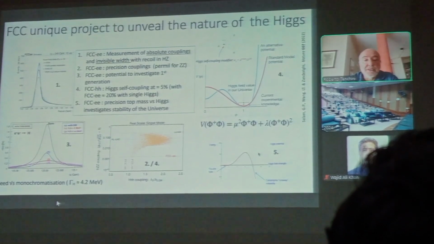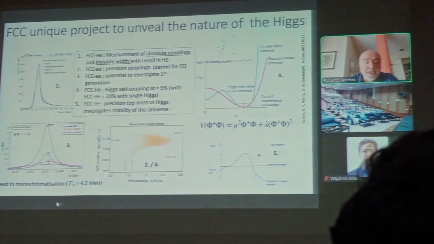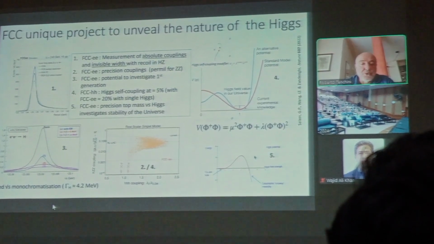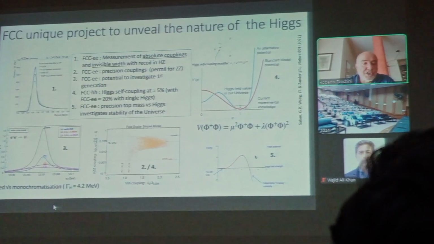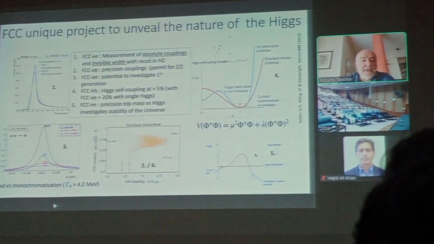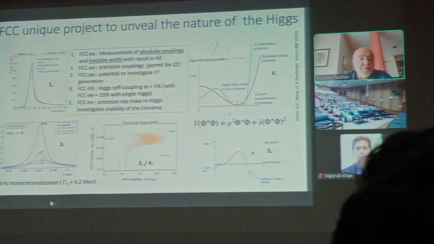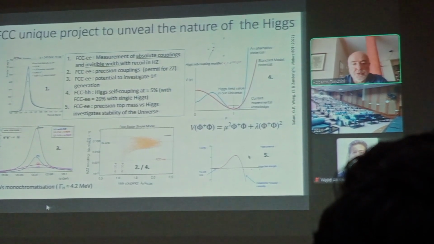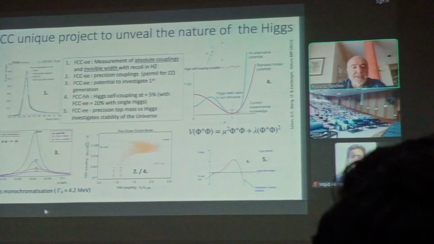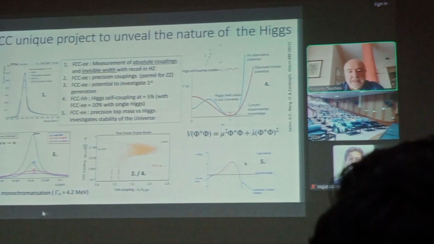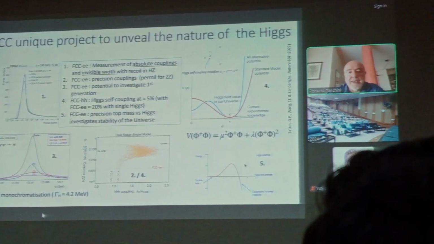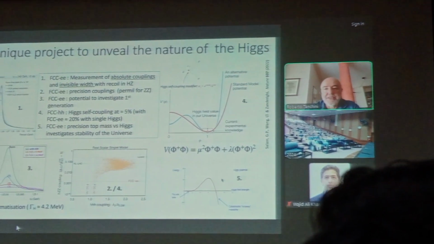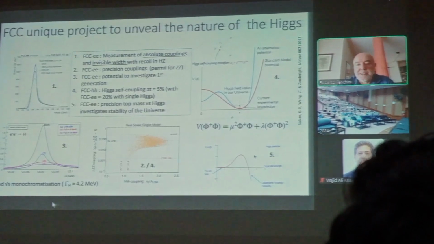Remaining viable theories. Potentially, it would even investigate the coupling to the first generation in the direct process, plus or minus 2h, if you succeed in having beams which are monochromatic enough. So we could potentially see the peak of the X at the resonance. Then at HH we reach a zero mixed coupling of 5%.